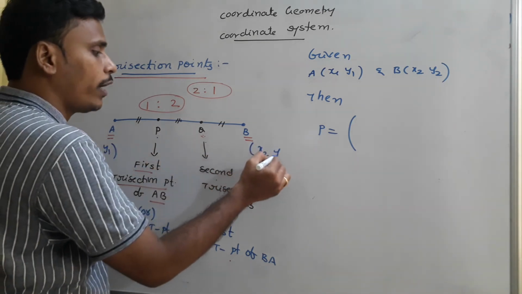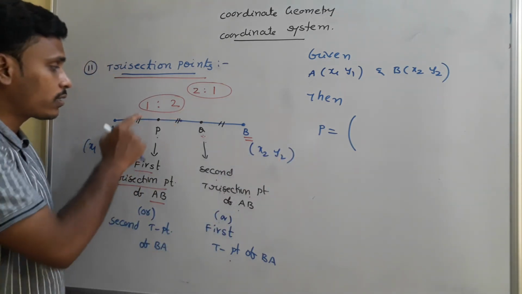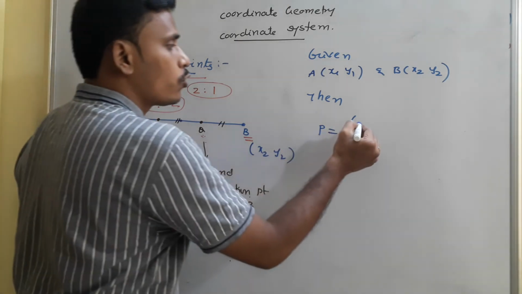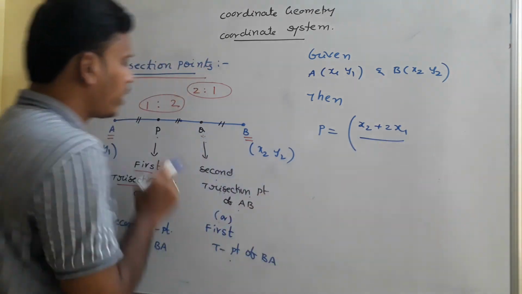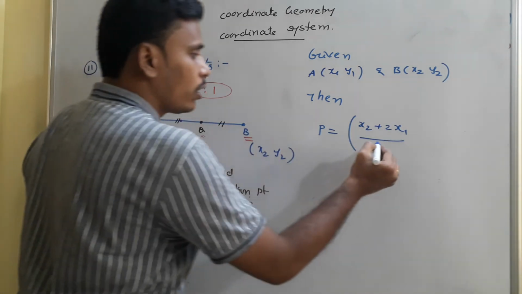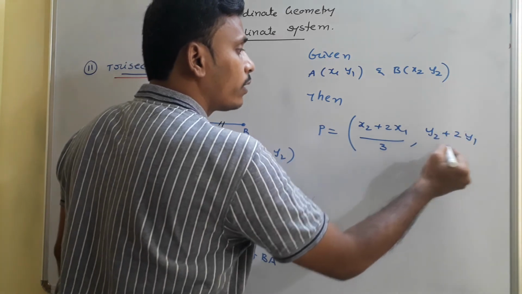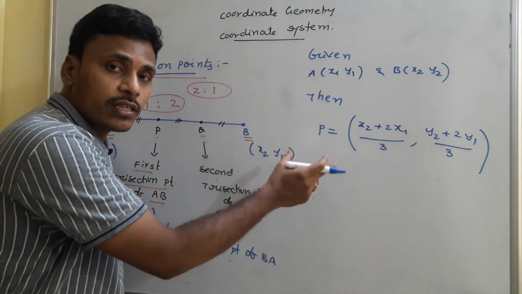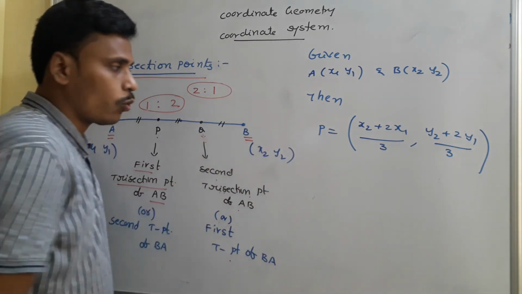this is (x2, y2). As I mentioned to you in the previous class, you need to go classwise. This 1 into x2, this 2 into x1. So (x2 + 2x1) divided by m plus n, 1 plus 2 is 3, comma (y2 + 2y1) divided by 1 plus 2 is 3. So that is the first trisection point of A(x1, y1) and B(x2, y2).